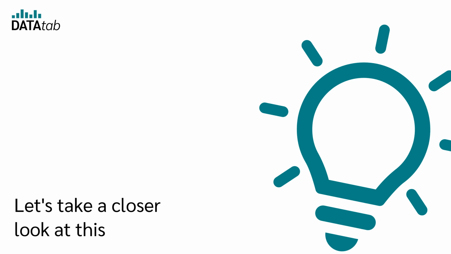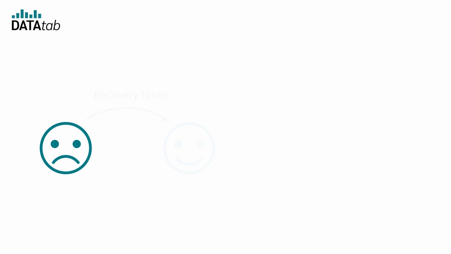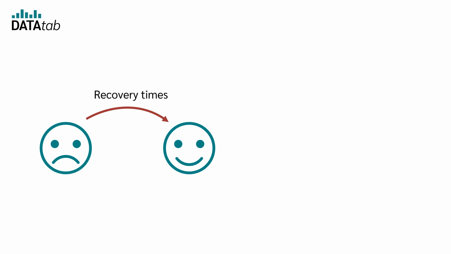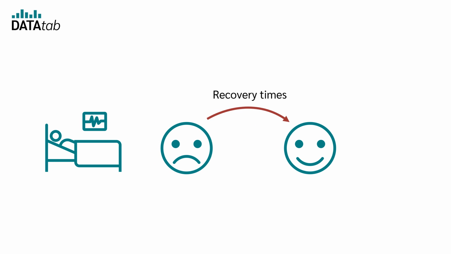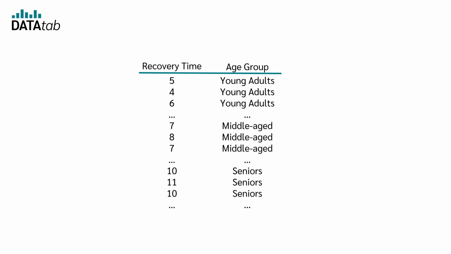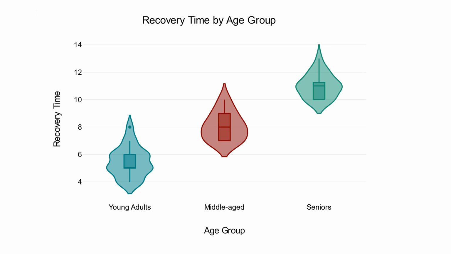Let's take a closer look at this example. Let's say we want to analyze patient recovery times in days after a surgery across various age groups. Here are our data with the recovery time and the 3 age groups: young adults, middle-aged, and seniors. Now we can display the data in a violin plot.